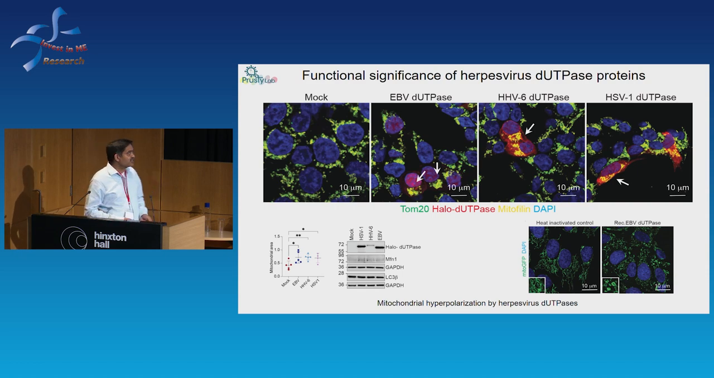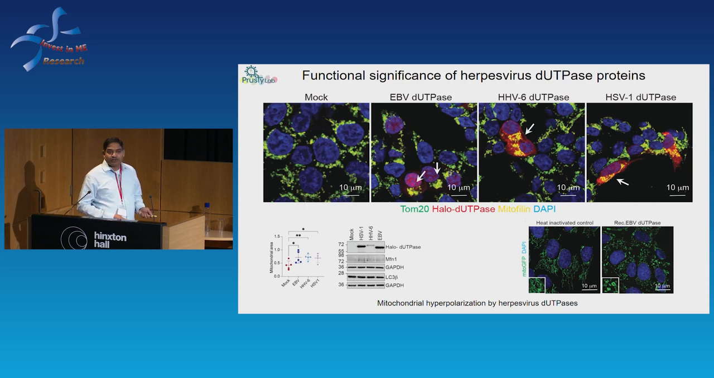What are these viral proteins doing? What we see here is that the viral proteins are capable of causing a very specific phenotype, which is called hyperpolarization of mitochondria, or hyperfusion of mitochondria. This is not mitochondrial fragmentation, it is rather fusion of mitochondria. And we can show by molecular methods that the protein required for this type of activity, mitofusin 1, is upregulated in the presence of these dUTPases, and autophagy is inhibited under these conditions.